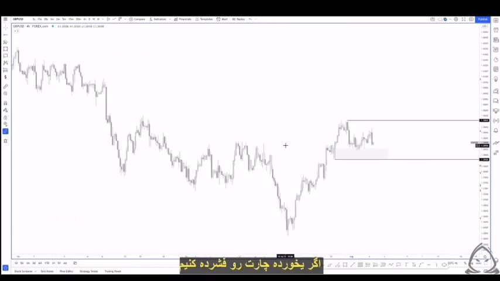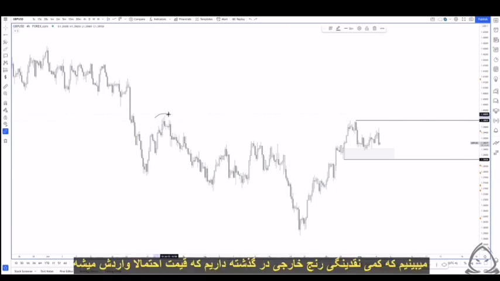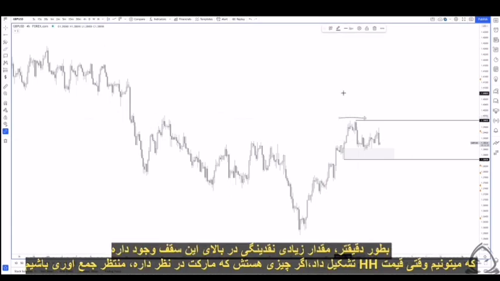If we just scrunch the chart up a little bit, we can see that we have some external range liquidity in the past that price will likely tap into. But more specifically, there's a lot of liquidity that rests just above this high that we can look for price to take once it forms a higher high, if that is what the market is intending.